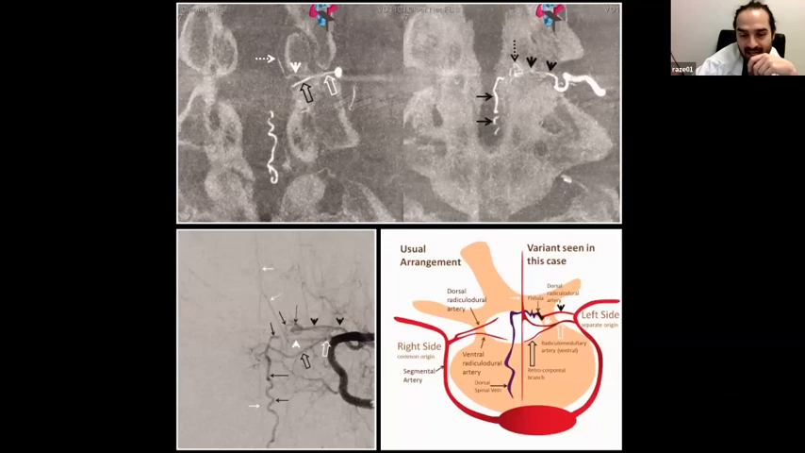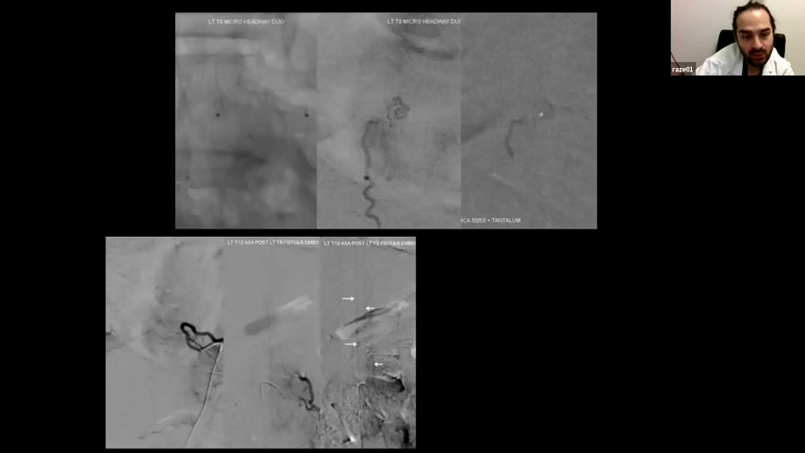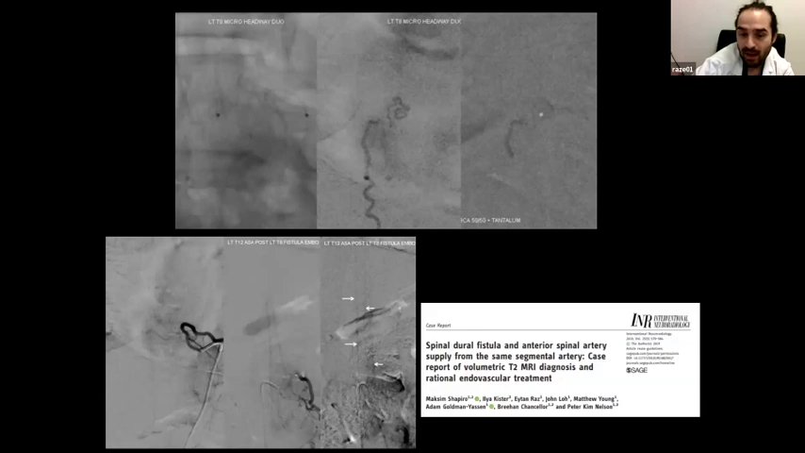This is schematized here. You have a branch from the segmental that supplies the anterior spinal artery, and a separate branch that, with a decent margin of safety, supplies the fistula. So studying and understanding this imaging opens up the possibility of an endovascular approach. And that's what we did. We went selectively into the branch supplying the fistula, closed the fistula, and spared the anterior spinal artery. This is an example that we published, and it's a very good case to show how the application of this imaging can change the approach to that particular case.